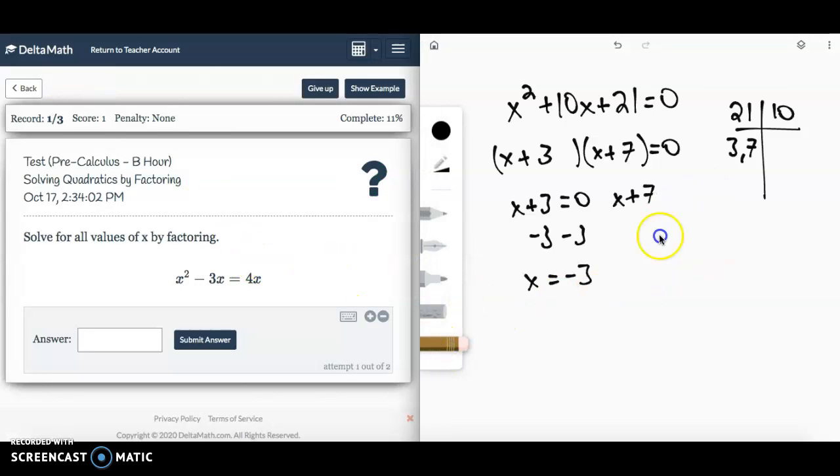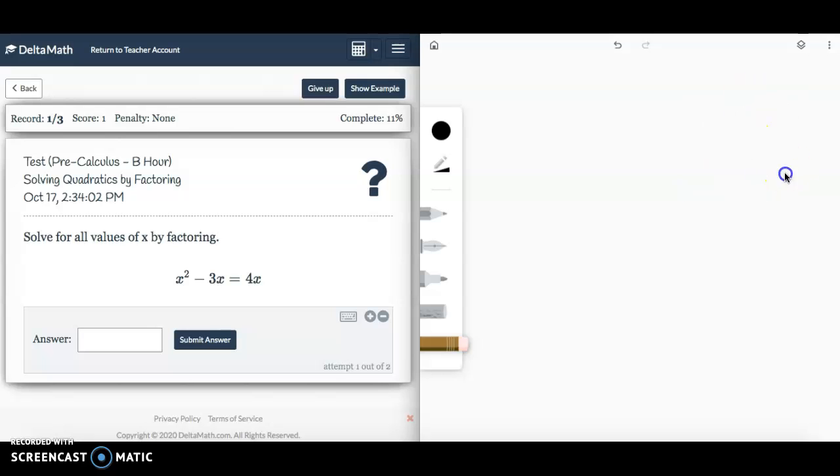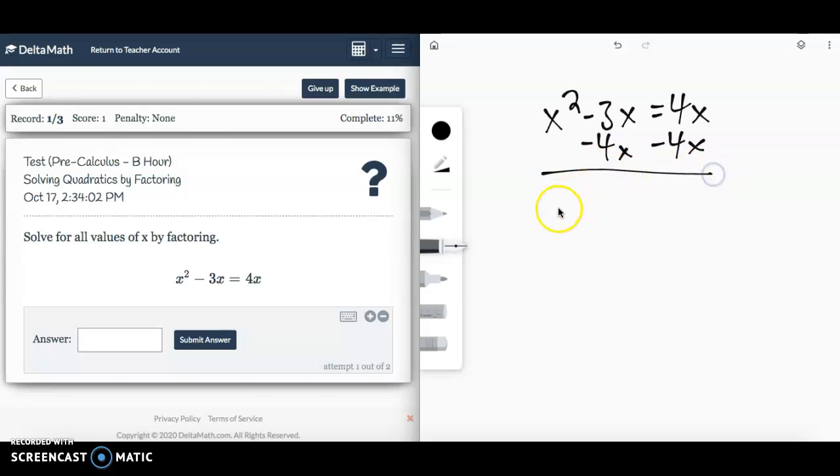All right, so in this problem, I have x squared minus 3x equals 4x. So the first thing I'm going to do is get it all set equal to 0. I'll subtract 4x over to get it equal to 0. So I have x squared minus 7x equals 0. Okay, so now it's set equal to 0.